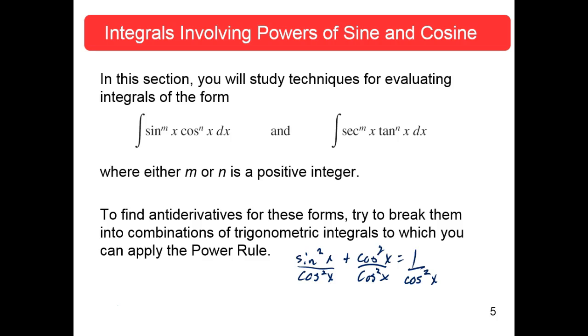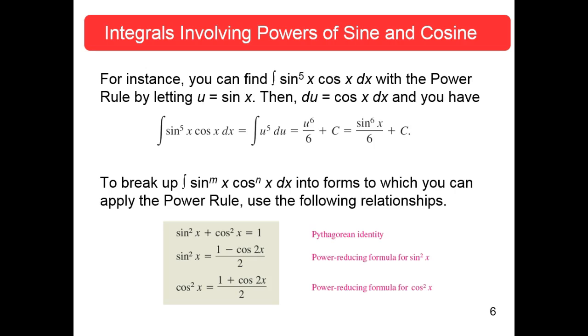able to manipulate and come up with things for just about any form we want. So to find the antiderivatives, try to break them into combinations of trigonometric integrals to which you can apply the power rule. That's our goal. For instance, you can find the integral of sine fifth x times cosine x dx with the power rule, because you're first going to do a, what was the thing we sort of did back in chapter 3? Where was that? Way back.